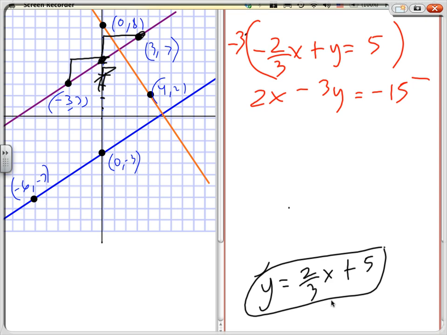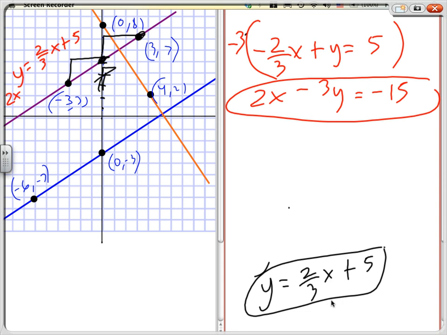Thank you. And this right here, guys, is your standard form. So let me go ahead and write this down here for you, up here, over this side. So the slope-intercept form is 2/3 x plus 5, and the standard form is 2x minus 3y equals negative 15. Okay, we're all cool with that?